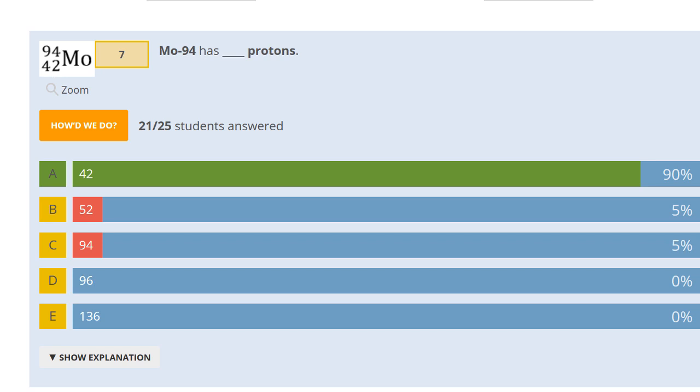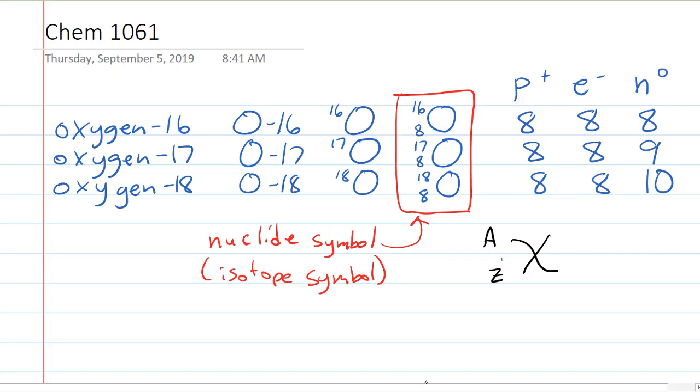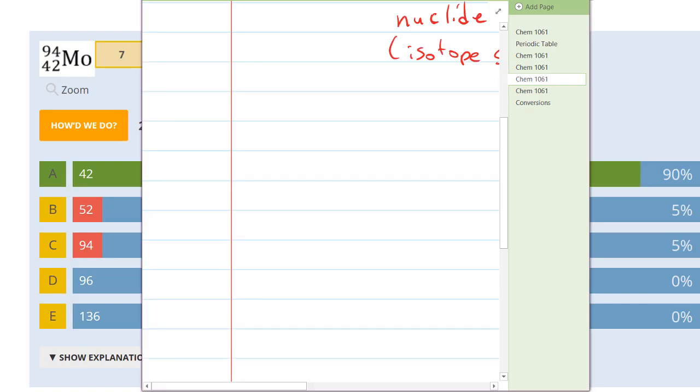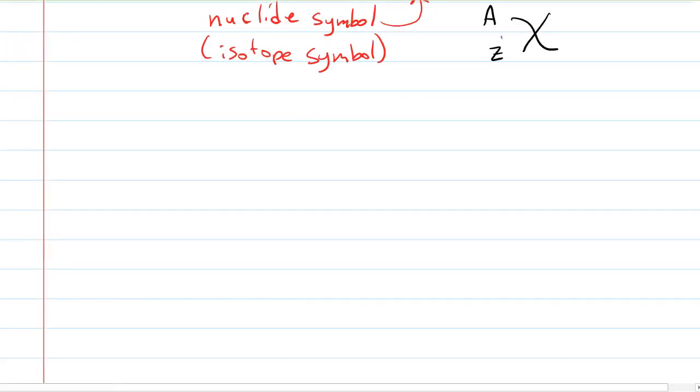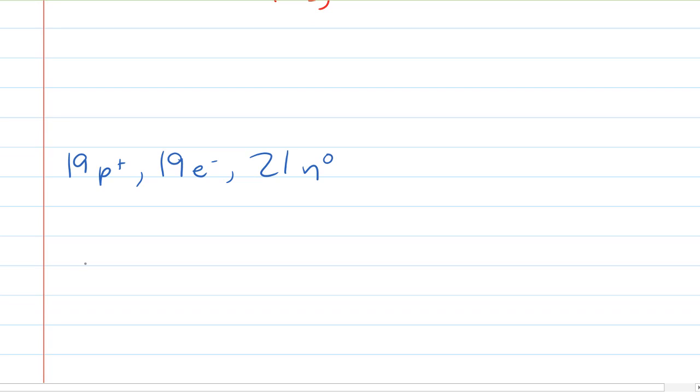Good. Okay, now for the next two here, let's do this. Have an example where we have 19 protons, 19 electrons, and 21 neutrons. Write its isotope symbol. And do the same thing for one that has 83 protons, 83 electrons, and 127 neutrons. Write the isotope symbol for each of these two.